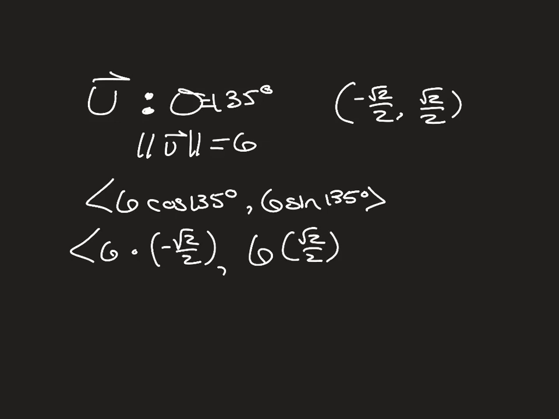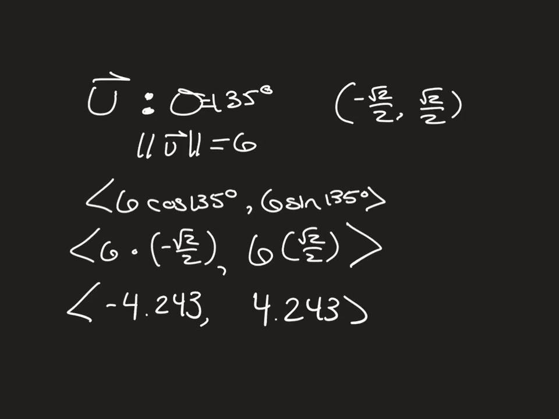So my numbers are going to be the same, but the x part, because 135 degrees is in the second quadrant, is going to be negative. So my answer is going to be negative 4.243, comma, 4.243. So let's write those on our paper.